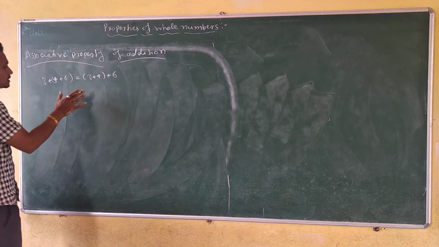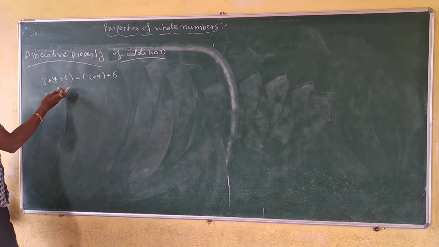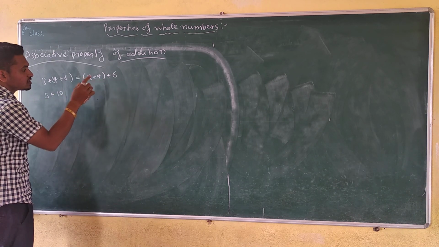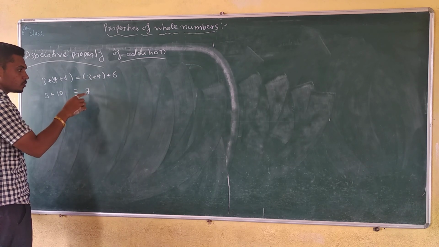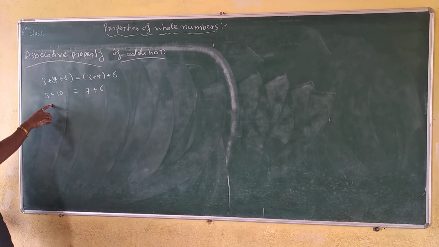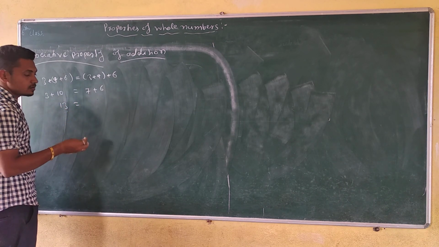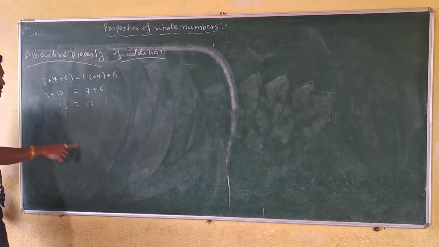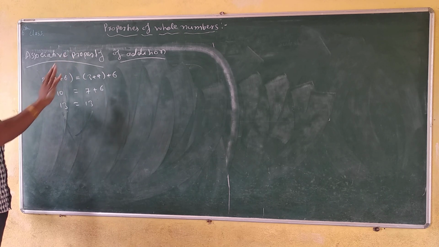Now see here, it is 3 as it is, plus the bracket 4 plus 6, which is 10, equals 3 plus 4, which is 7. First solve the bracket: 3 plus 4 is 7, plus 6. So 3 plus 10, 13, is equal to 7 plus 6, 13. So 13 is equal to 13. So we can say that addition is associative for whole numbers.